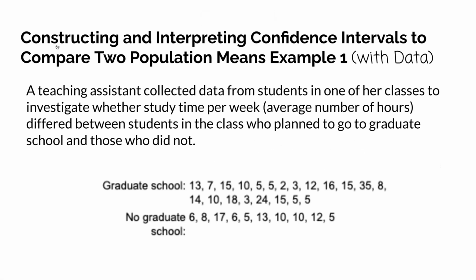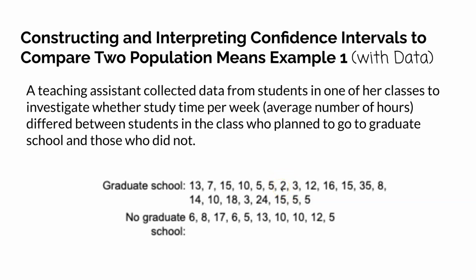Okay, constructing and interpreting confidence intervals to compare two population means, example number 1, and I have data for you. Oh goodness, we're going to have to do some typing ourselves. Okay, a teaching assistant collected data from students in one of the classes to investigate whether study time per week, average number of hours. Now this is per week, this is not per day. So nobody's studying 35 hours a day. This is per week. One student's only studying 2 hours per week.